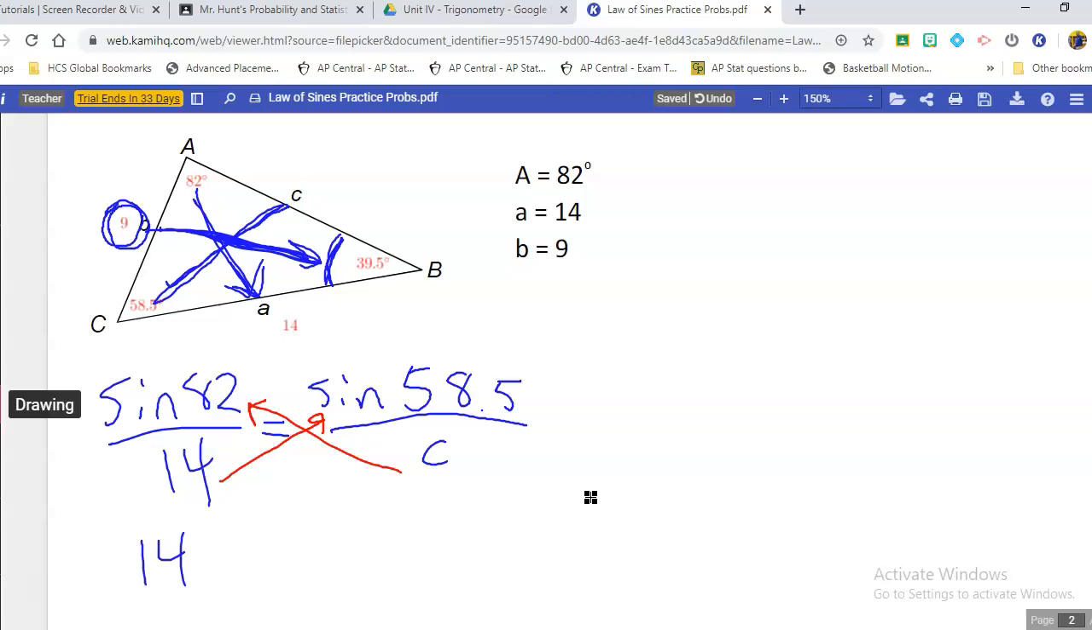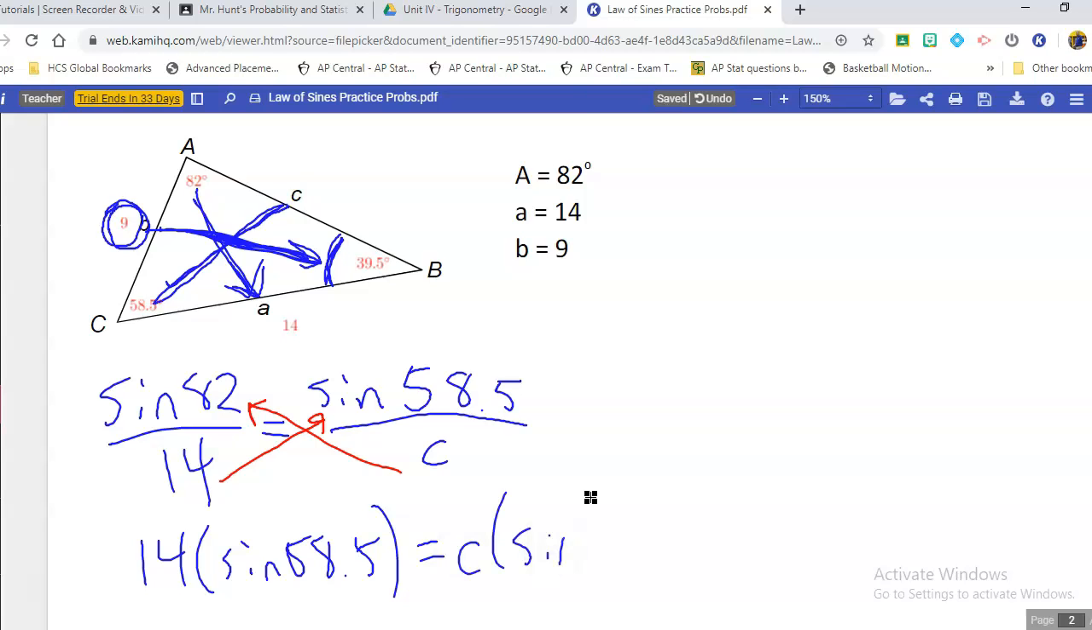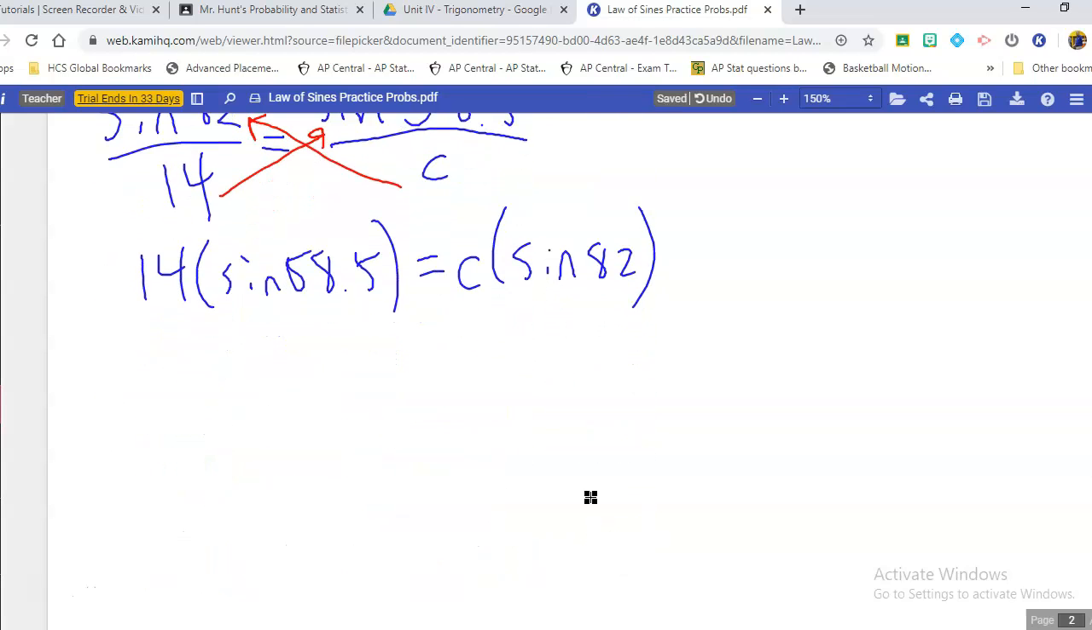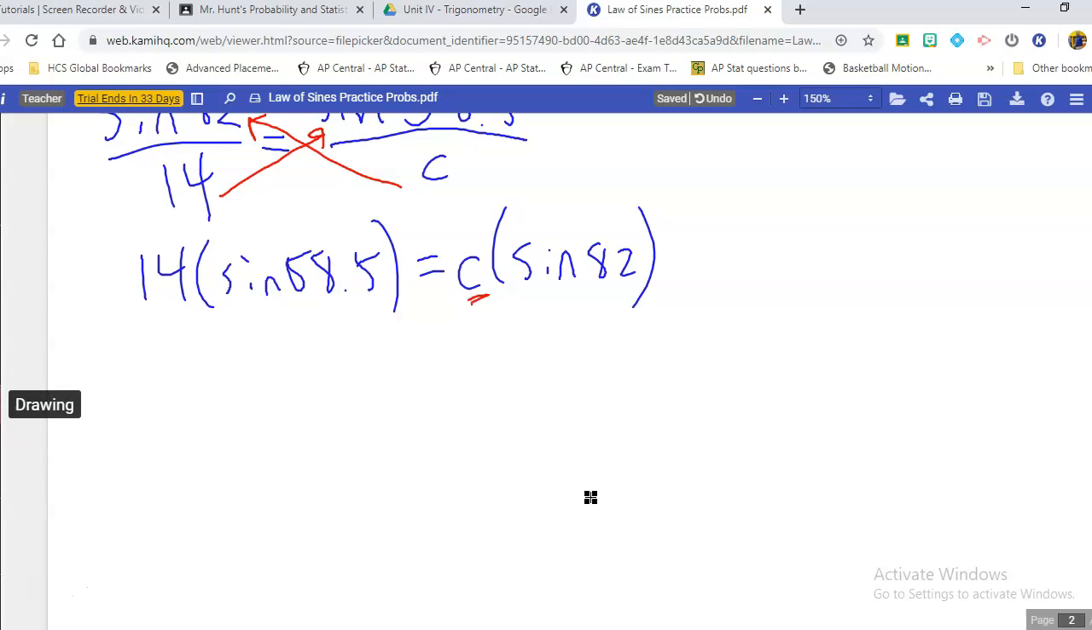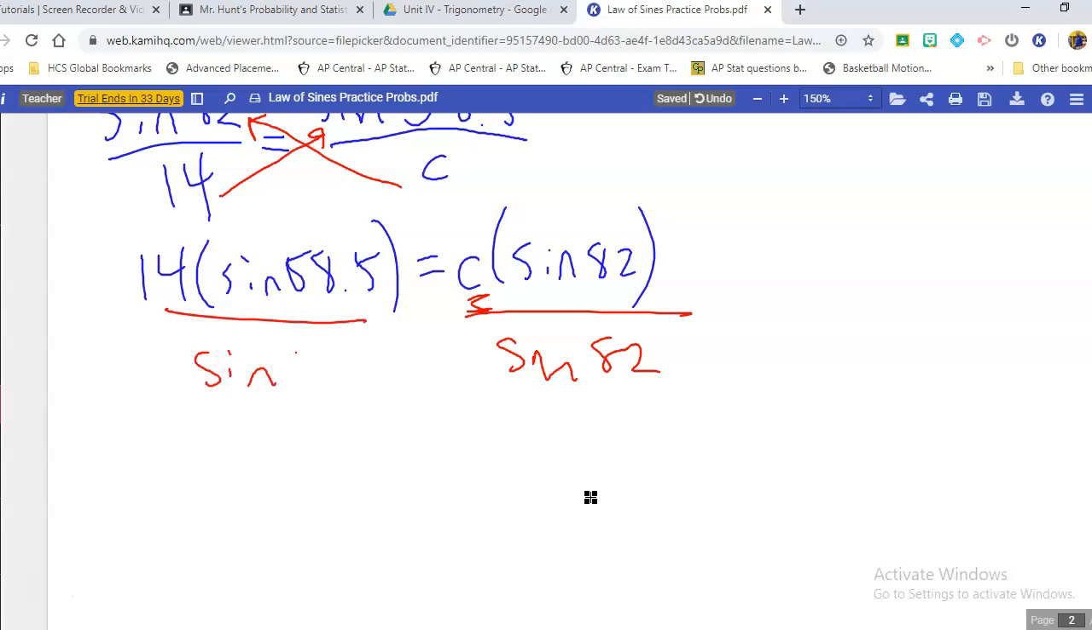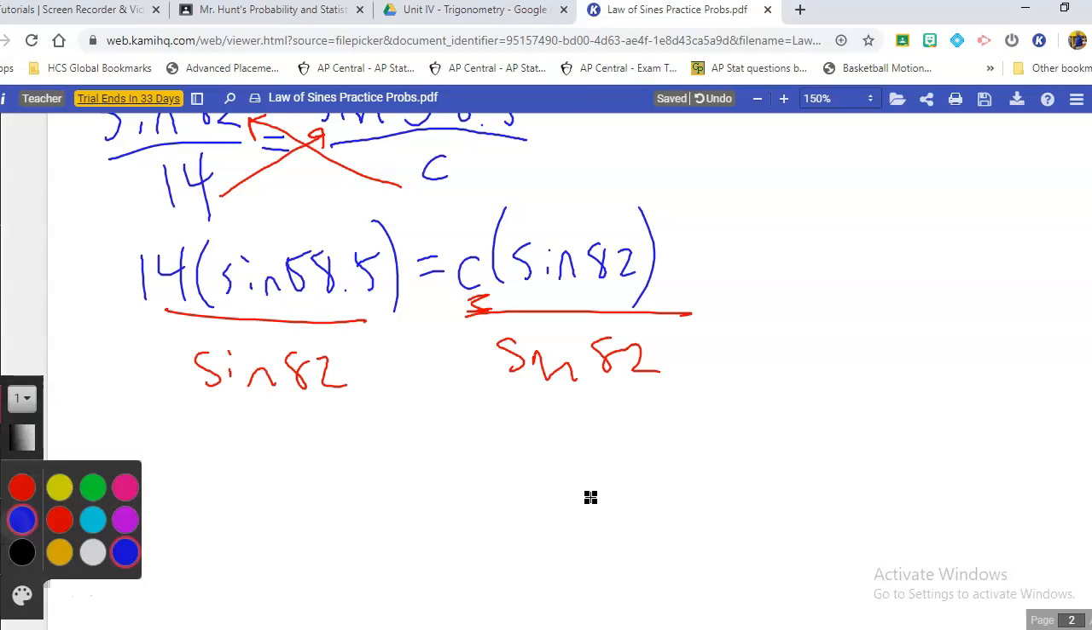14 times the sine of 58.5. I'm just going to have to go with that. It's hard for me to write here. And c times the sine of 82. And as we go through here, we're going to divide both sides. Again, we're trying to get c by itself, so we're going to divide by the sine of 82. And that leaves me with c.